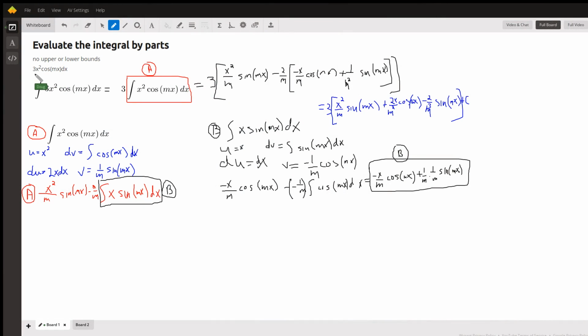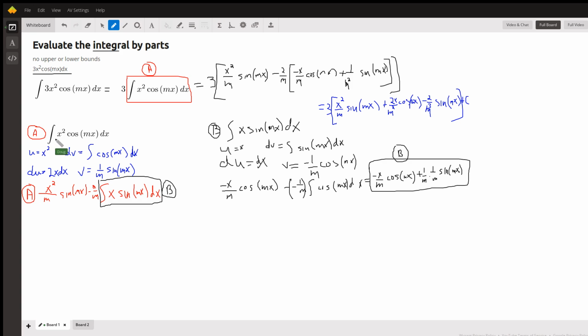Okay, we're going to evaluate the antiderivative of this function using integration by parts. That's the same. We can pull the 3 out front, and we're going to evaluate this integral, which requires integration by parts. So here's part A.